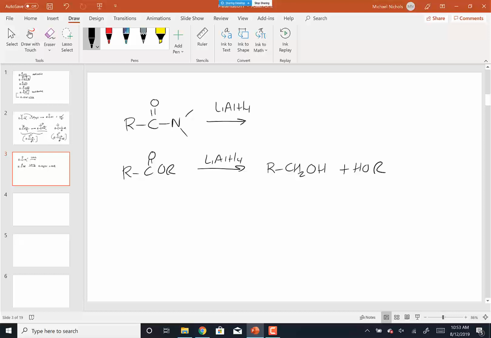Because the OR group can be made to leave. I'm going to contrast this with what happens with amides. Nitrogen is a worse leaving group than OR. So when you treat an amide with lithium aluminum hydride, you are not going to split. Instead, you're just going to turn this carbon into a CH2. So you're going to get an amine. But you're not going to split the molecule apart. The easiest way to remember that is because nitrogen is not going to leave.